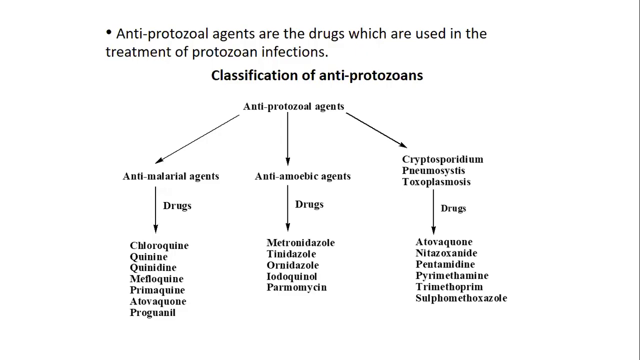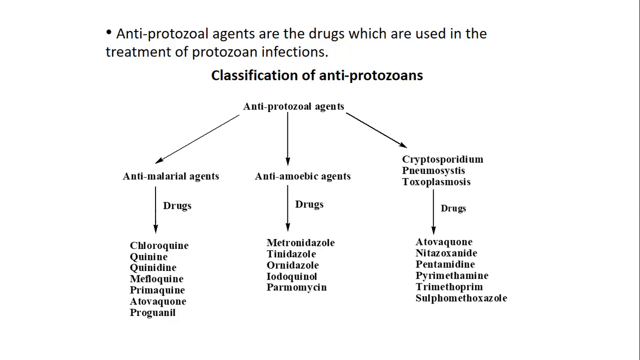So antiprotozoal agents are the drugs which are used in the treatment of protozoan infection. If we classify the antiprotozoal drugs, they are classified as antimalarial agents, anti-amoebic agents, and drugs for cryptosporidium, pneumocystis, or toxoplasmosis. Antimalarial drugs include chloroquine, quinine, quinidine, mefloquine, primaquine, atovaquone, and so on. Anti-amoebic drugs include metronidazole, tinidazole, ornidazole, iodoquinol, paromomycin, and so on. Some drugs work against cryptosporidium, pneumocystis, and toxoplasmosis, such as atovaquone and nitazoxanide.